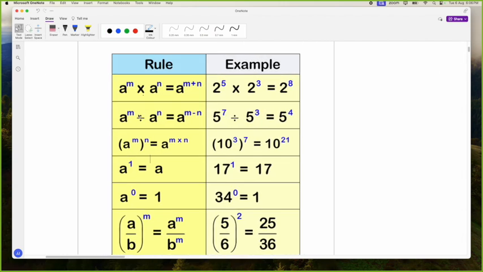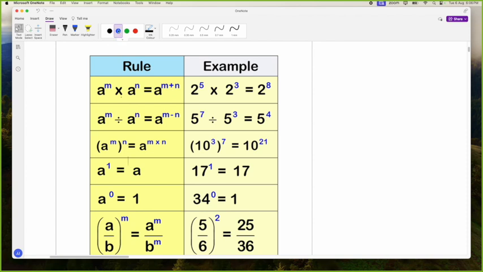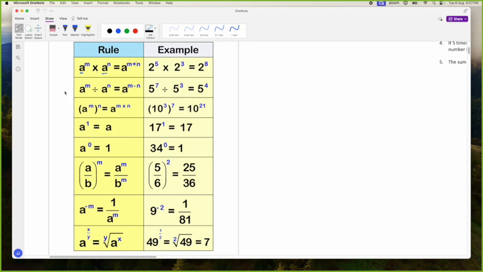So we're just reminding ourselves that when you are multiplying two base numbers that are the same, you can add their indices. And this is a basic example here. When we are dividing numbers that are the same base, like an x and an x, then we can subtract the indices, right? So numbers that are of the same base.